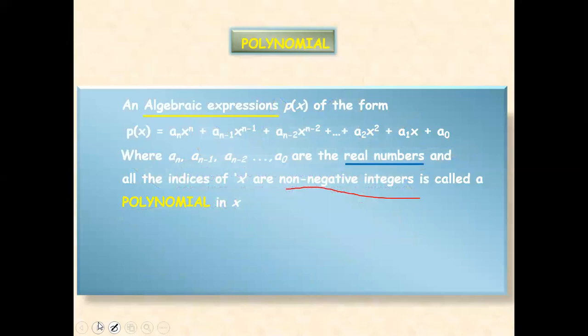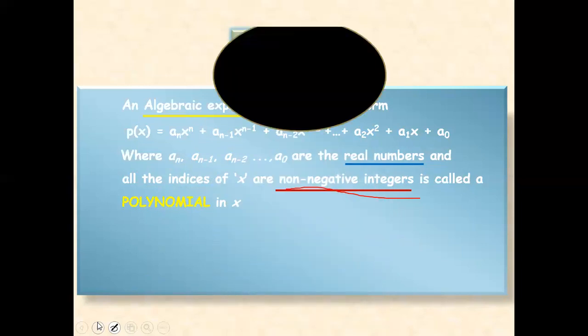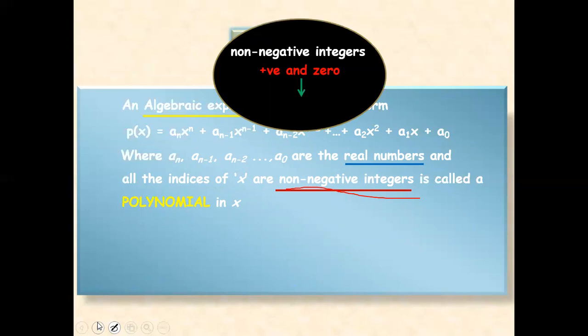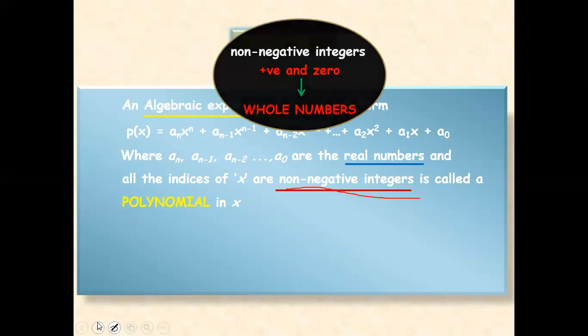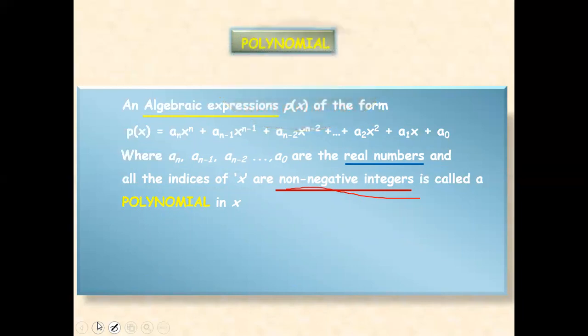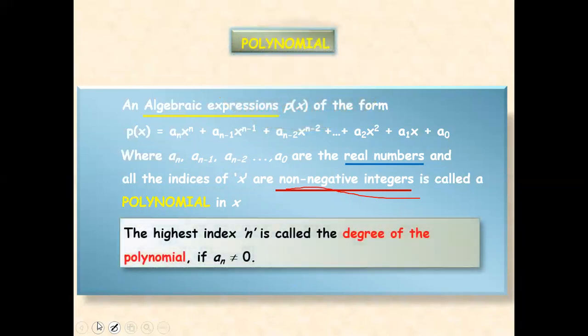Now next we have the real number. Here a_(n minus 1) and all the coefficients of the variables are real numbers, which means they could be rational or irrational values, the coefficients of the variable in the polynomial. Next, non-negative integers means all the positive numbers on the number line and 0, which means whole numbers. So the indices, or exponents, of the variable in the polynomial must be whole numbers. That is what we understand from the definition.